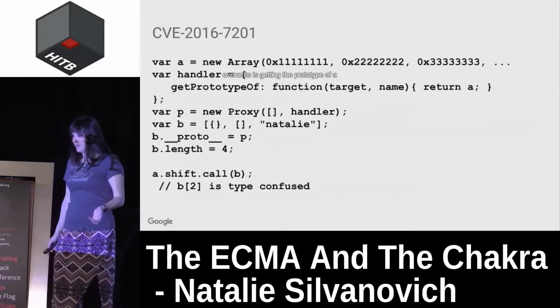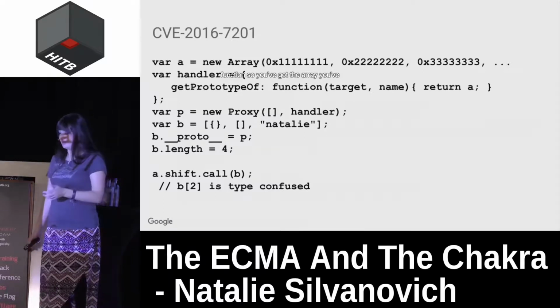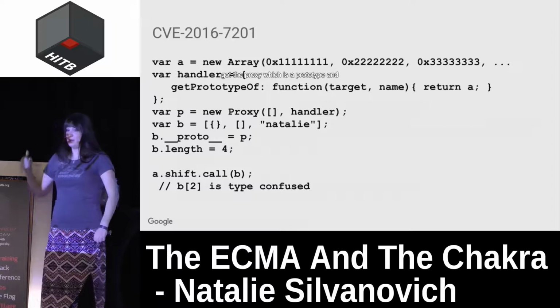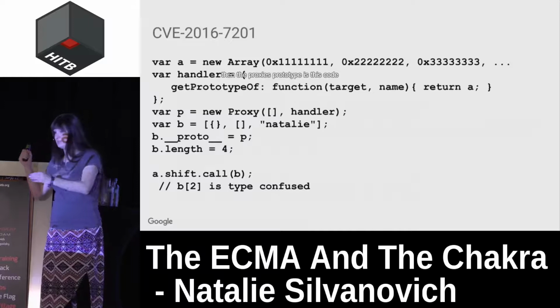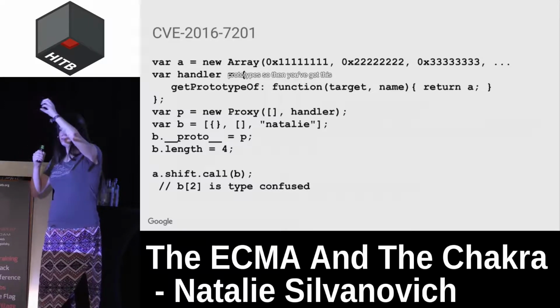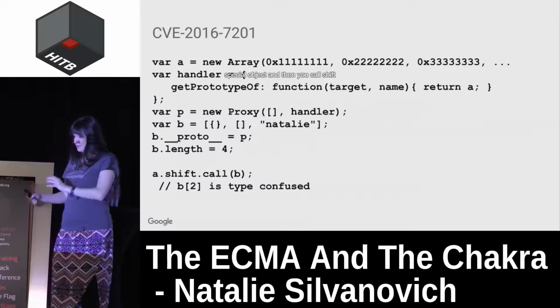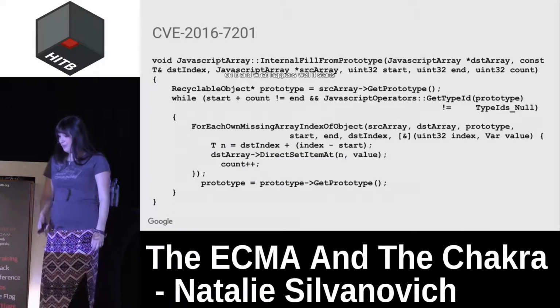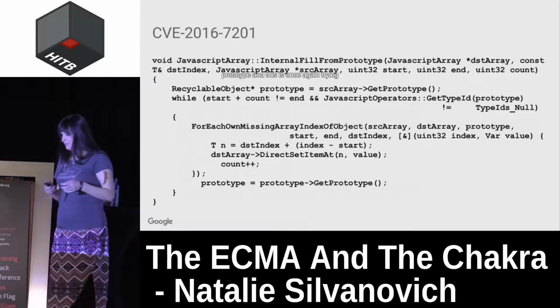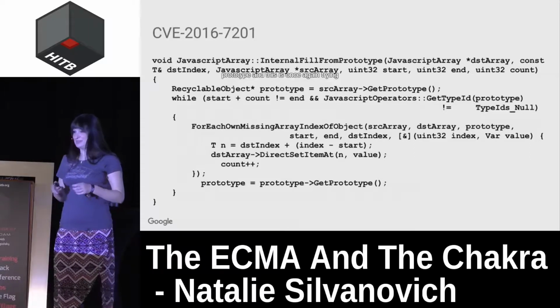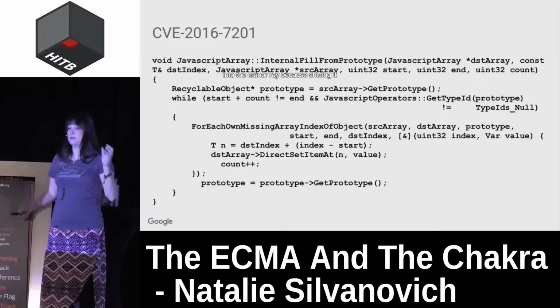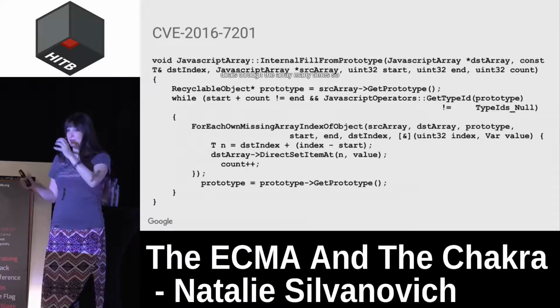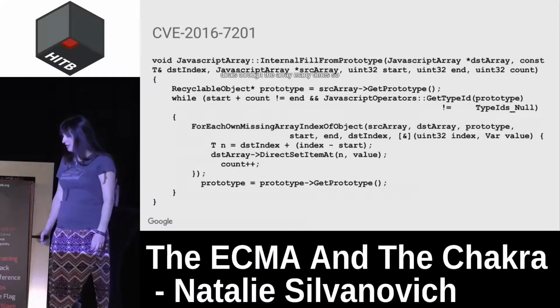So you've got the array, you've got the proxy, which is the prototype, and then the proxy's prototype is this code that will get called to return future prototypes. So then you've got this special object, and then you call shift on it. And what happens? Well, it starts off by calling internal fill from prototype. And this is once again trying to get all the elements from the protos into the main array, because shifting it would be extremely painful if you had to iterate through the array many times.